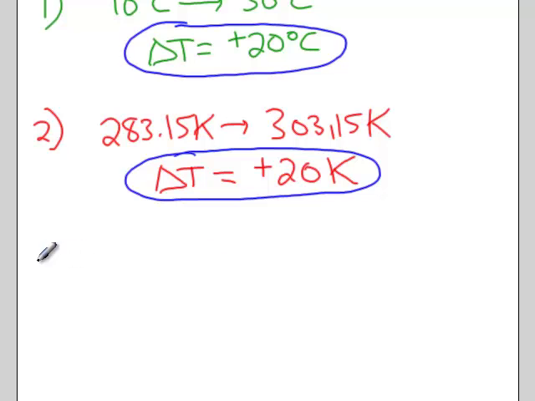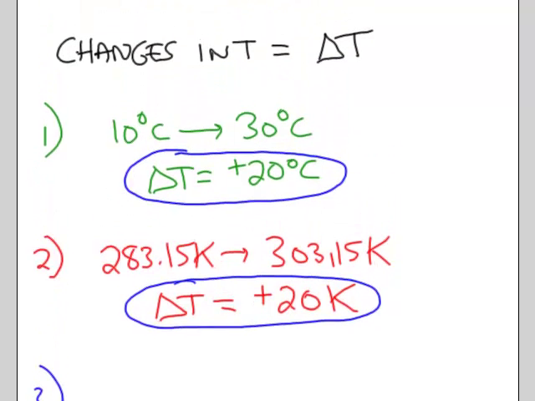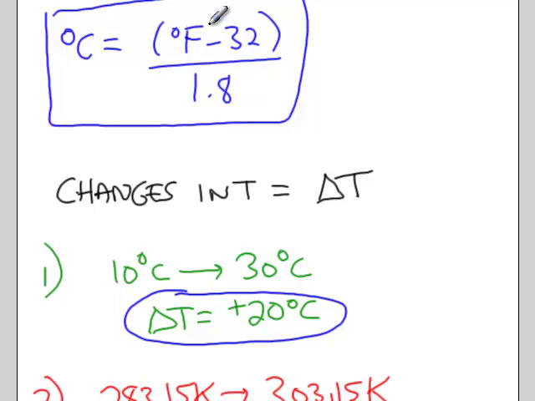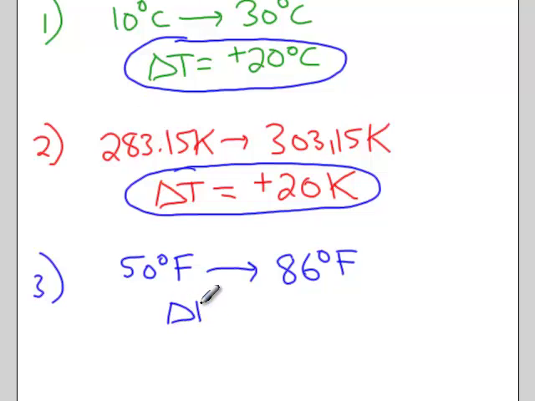So if we ran the same experiment using degrees Fahrenheit, if I start with 10 degrees Celsius and use this formula to convert and solve for degrees Fahrenheit, I'll end up at 50 degrees Fahrenheit for my first temperature, and then my final temperature is 86 degrees Fahrenheit. And remember, it's exactly the same experiment, but now when I calculate final minus initial, I get a positive 36 degrees Fahrenheit.